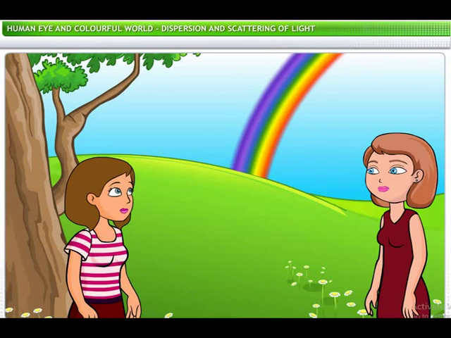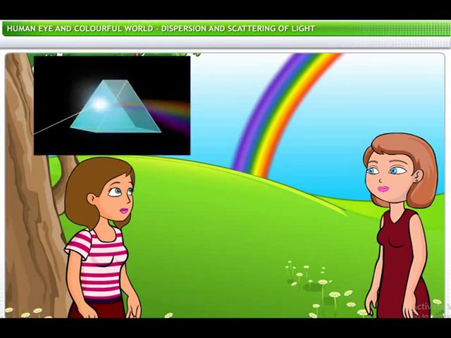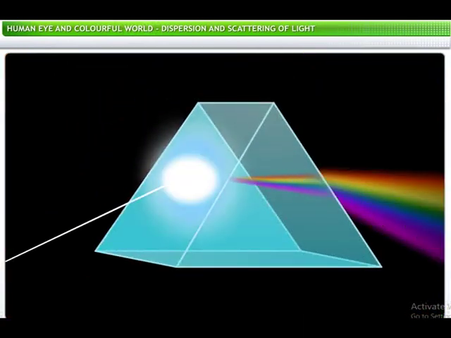But science has figured out the secret of rainbows. I can reproduce a rainbow for you using a triangular prism. Oh, how does that happen? Well, the same phenomenon takes place in both cases. Refraction of light.